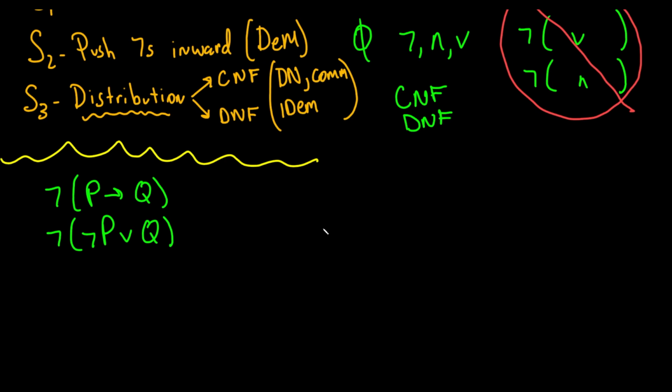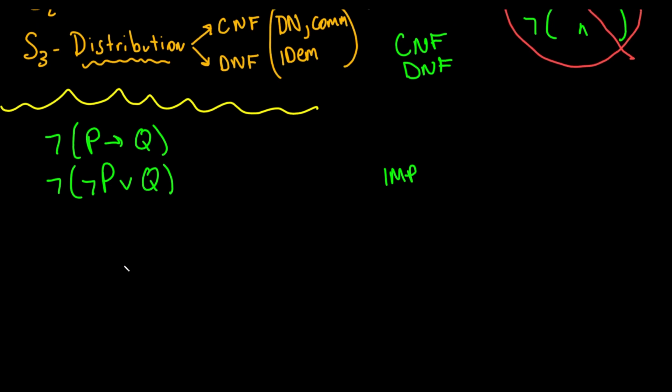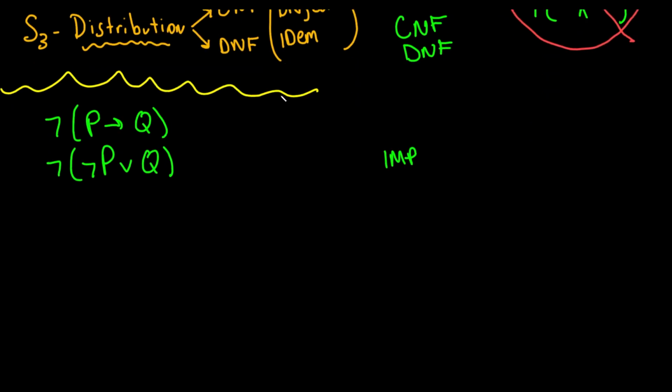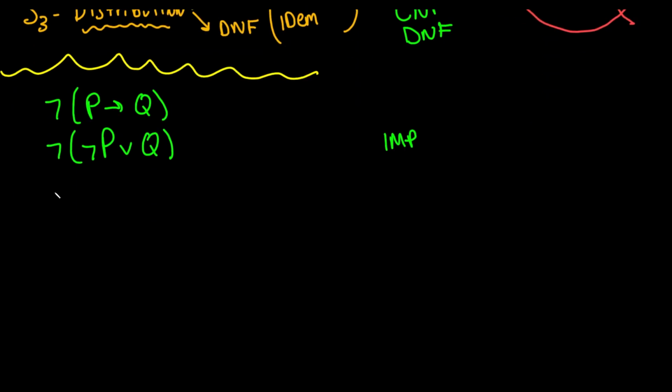Now I'm just going to write implication off to the side here just so it's clear that I used implication on the prior formula in order to get this formula here. Now we'll proceed to the second step. If you remember what the second step is, it says push those negations inward, and you'll use De Morgan's laws to do that. So let's do that. Let's take De Morgan's laws, and De Morgan's laws will give us not P and not Q. This is by using De Morgan's laws.